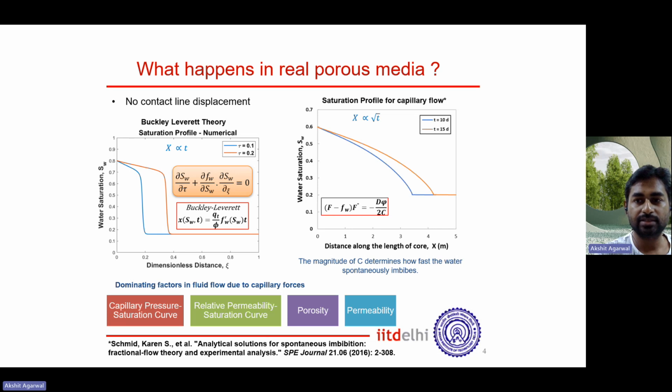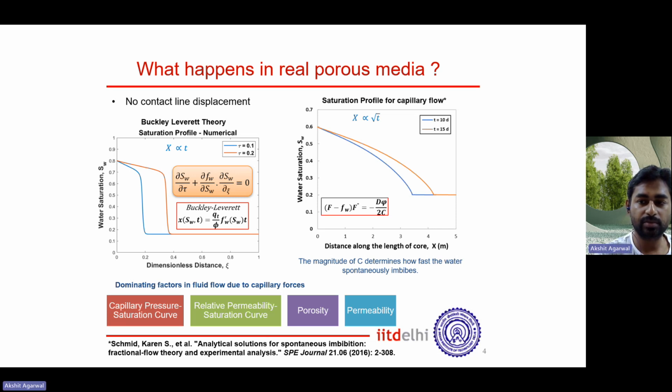From the saturation profile for Buckley-Leverett solution, we can see that there is a sharp front. So the key difference in case of purely capillary flow is the diffusive nature, which gives rise to square root of t dependence rather than a linear dependence in time. In this, we use the mass balance equation and solve for the flow conditions. And to estimate the fractional flow of fluids, we consider Darcy's law. The factors which are dominant in fluid flow due to capillary forces mainly include the porosity, permeability, capillary pressure saturation curve, and relative permeability saturation curve.